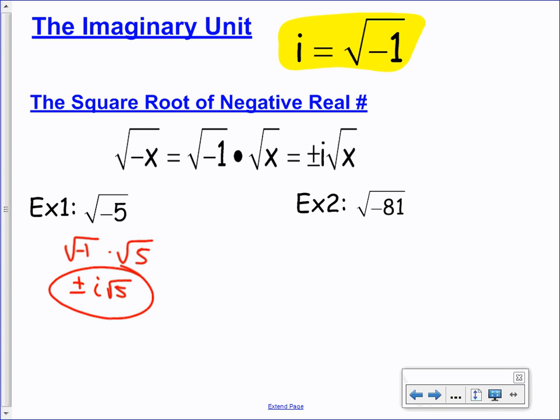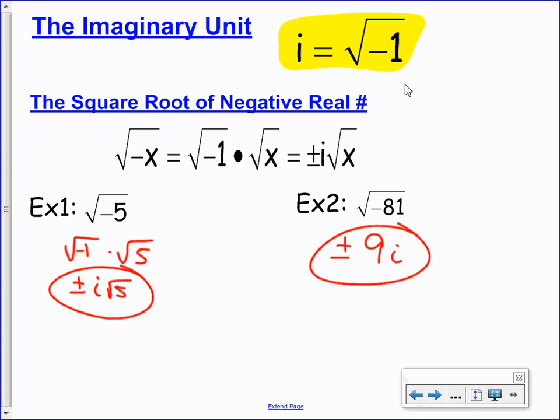What's the square root of 81? 9. So if there's a negative there, 9i. We just put the i at the end, treating it like a variable because it's a letter. So if you have a perfect square, this is plus or minus 9i. If it's not, just leave the radical there. You may or may not have to simplify the radical.